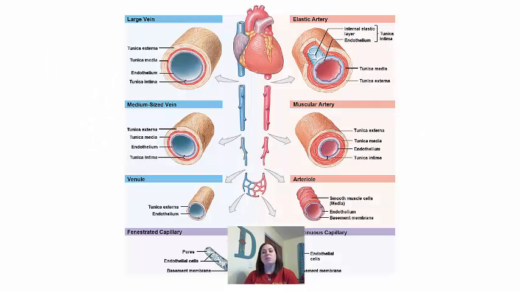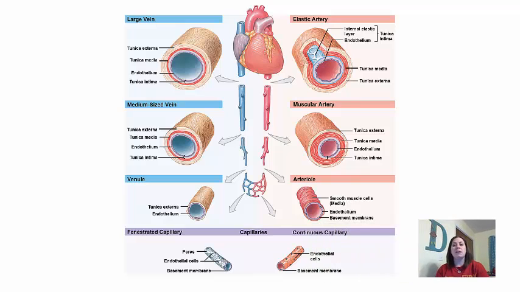So in this particular picture, guys, it gives you a comparison side by side of an elastic artery, which resembles a large vein, a medium-sized vein with a muscular artery, a venule and an arteriole, and then the fenestrated capillary versus a continuous capillary. Now, if you'll recall, our blood has to stay inside the vessels at all times. If it doesn't, we have internal bleeding and we have a problem.